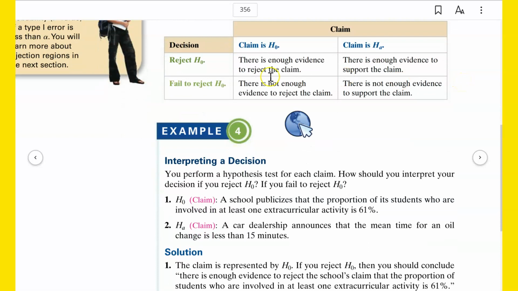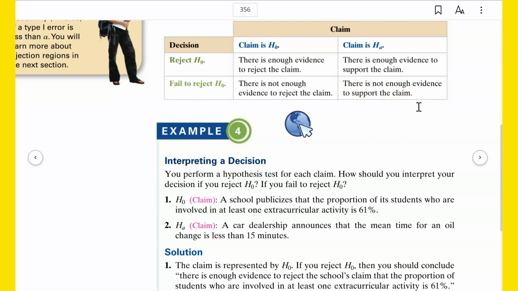Okay? This table summarizes that. Reject H naught. The claim is H naught. There is enough evidence to reject the claim. All right, if the claim is H naught, but you fail to reject H naught, there is not enough evidence to reject the claim. Okay? If the claim is HA, and you reject H naught, there is enough evidence to support the claim. If the claim is HA and you fail to reject H naught, there is not enough evidence to support the claim.